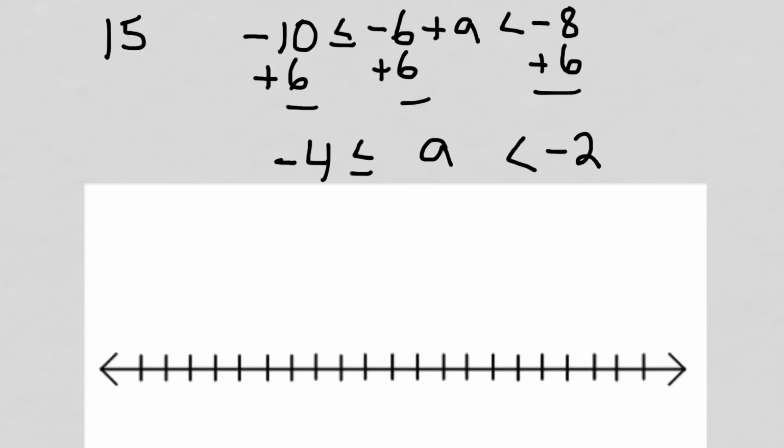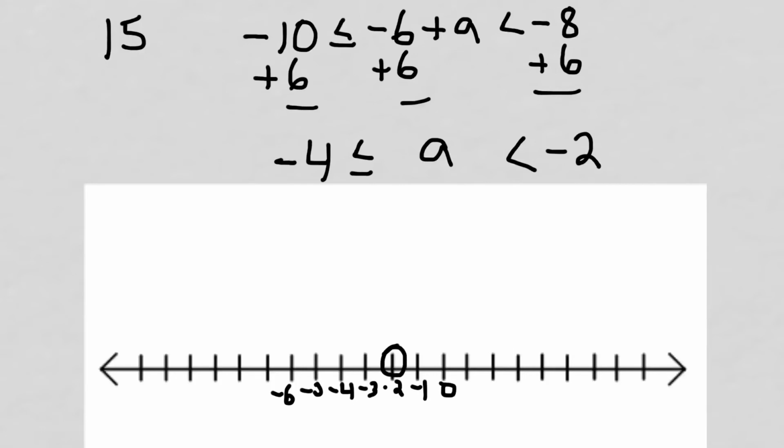Now I'm ready to graph. Need to put my numbers down here. Let's go negative 6, negative 5, negative 4, negative 3, negative 2, negative 1, 0. That's actually enough numbers there. I go to the negative 2. Look at this. It's negative 2. A is less than negative 2. So I want to go negative 2, and I want to put a big open circle.